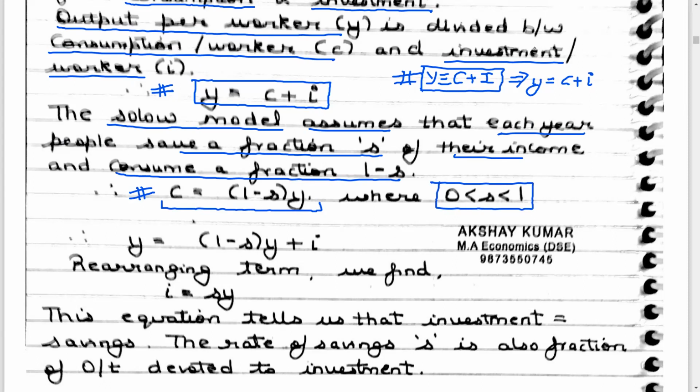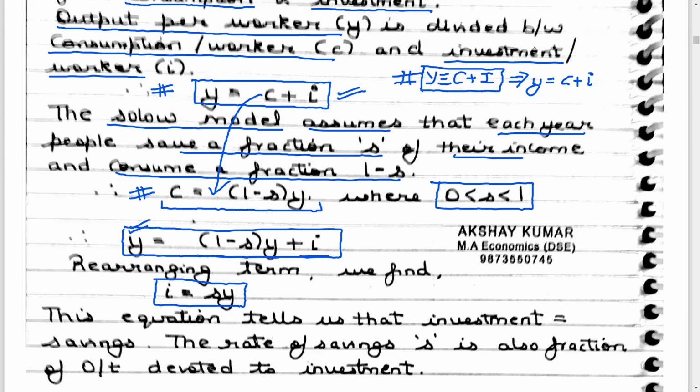Okay, so guys, how can I write this equation? y is equal to c plus i, and c is nothing but 1 minus s times y, so y is equal to 1 minus s times y plus i. If I further solve this, I get i is equal to s times y. When you solve this equation for i, you get i as s times y.